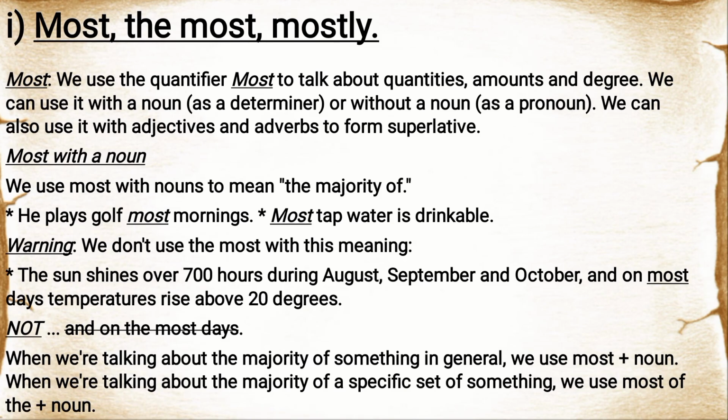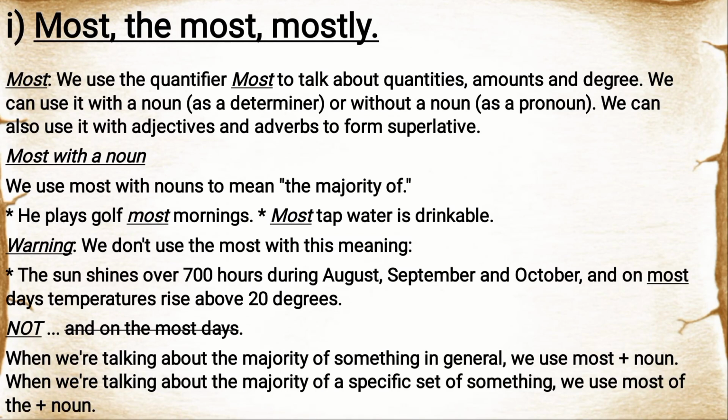Most, the most, mostly. We use the quantifier most to talk about quantities, amounts, and degree. We can use it with a noun, as a determiner, or without a noun, as a pronoun. We can also use it with adjectives and adverbs to form superlatives. Most with a noun. We use most with nouns to mean the majority of.